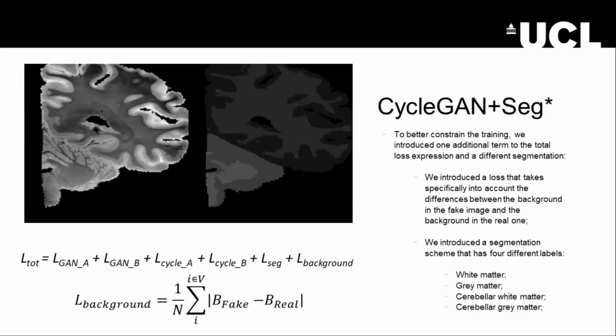But we will add another term to the loss function, and this time we will take the background into account. So we will check that the background between the fake histo and the real MRI is the same. And then we will also add another two labels to the segmentation that we were using for the MRI. We are segmenting not just gray matter and white matter anymore, but gray matter, white matter, cerebellum white matter, cerebellum gray matter. In this way, if we train the segmentation network properly, we should be able to avoid the problem of having a random piece of cerebellum where we know that there's no cerebellum.